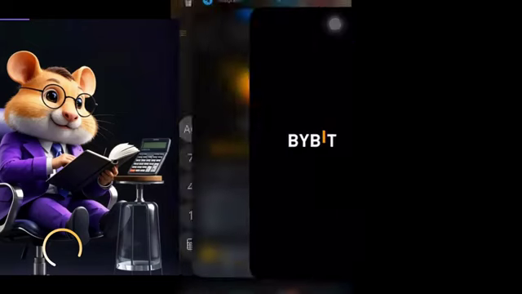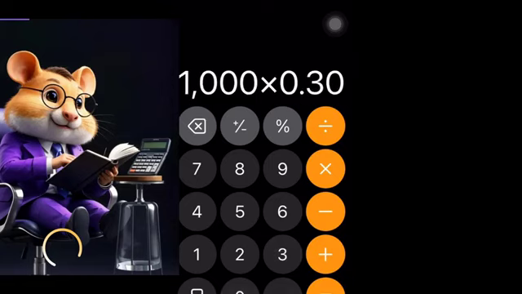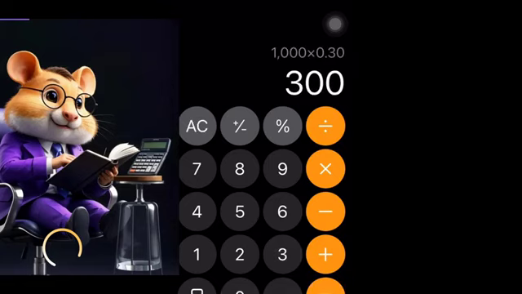So guys, let's calculate this. Let's go to our calculator. Assuming you have 1000 Hamster Kombat coin, multiply by 0.30. That is $300 from 1000 Hamster Kombat coin. So guys, I think this is the secret thing to understand.